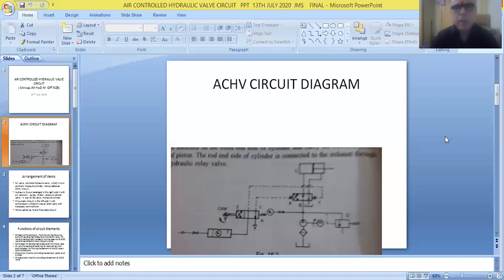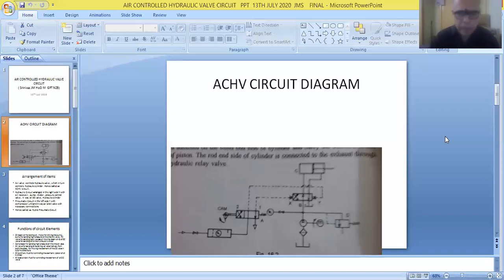Now, generally, hydraulic circuits are suitable for slow operations, heavy operations, and steady operations. Similarly, pneumatic circuits are suitable for fast operations, light operations, and unsteady operations. Therefore, both the circuits are combined together as a single unit called a hydro-pneumatic circuit. These hydro-pneumatic circuits can be used for fast operations, for steady operations, and also for heavy operations.